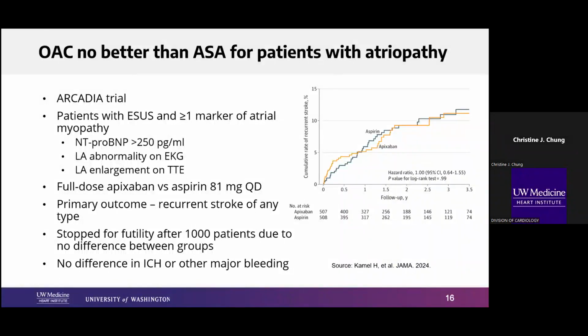One important piece of data that came out of this trial is that in comparison to the studies with rivaroxaban and dabigatran, there was no significantly increased bleeding with the apixaban group compared to the aspirin.